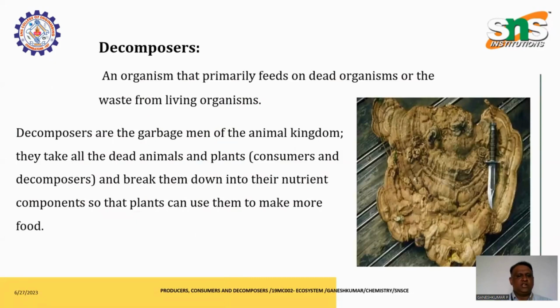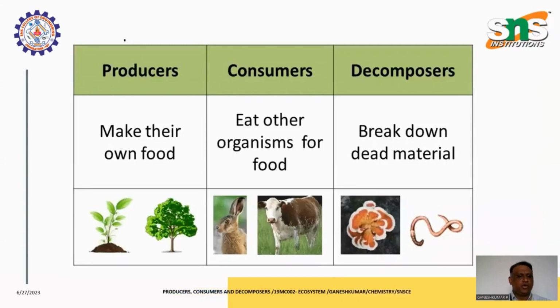What are decomposers? Decomposers are organisms that primarily feed on dead organisms, or primarily grow on the waste of living organisms. Decomposers are the garbage men of the animal kingdom. They take all the dead animals and plants and break them into simple nutrient components so that the plants can use them to make more food. So producers make their own food, consumers eat other organisms for food, and decomposers break down dead animals.